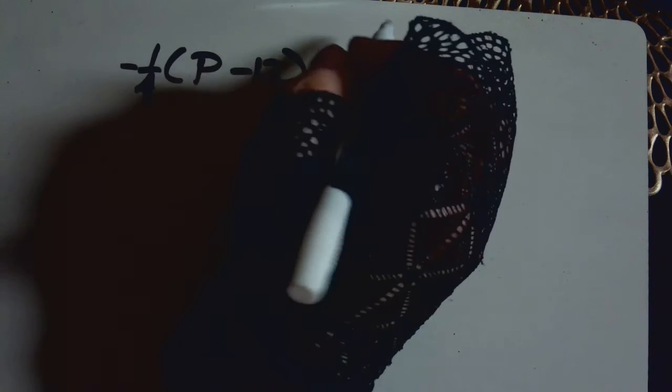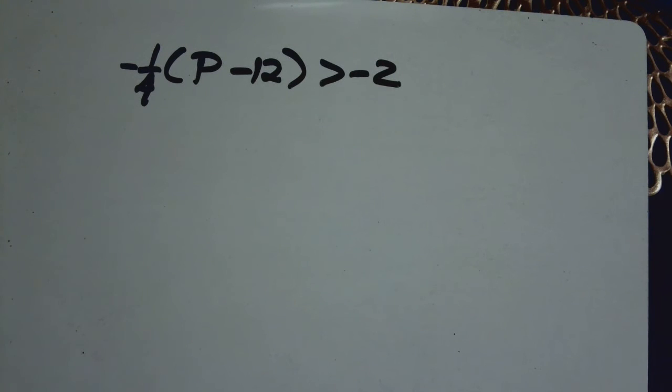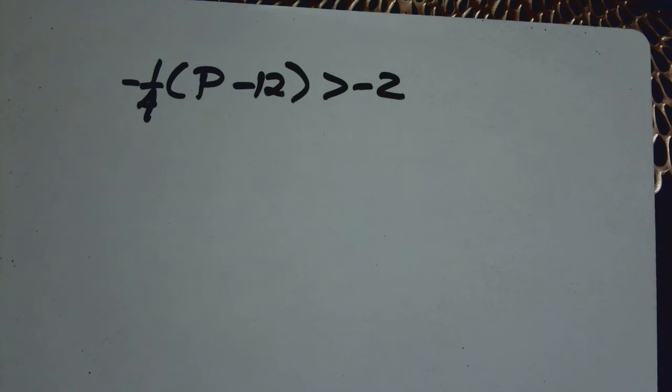All right, let's do a fraction because I just know that you love fractions. Okay, let me get rid of this. Okay, popping up on the computer. Okay, so here we go. Your favorite: negative 1/4, parentheses, p minus 12, close the parentheses, is greater than negative 2. Okay, so this is great practice.